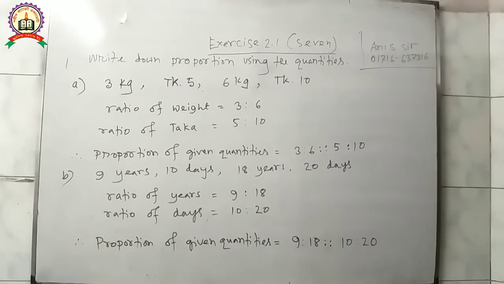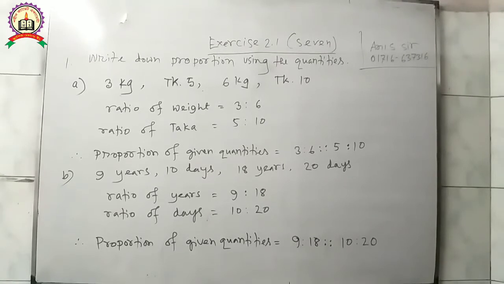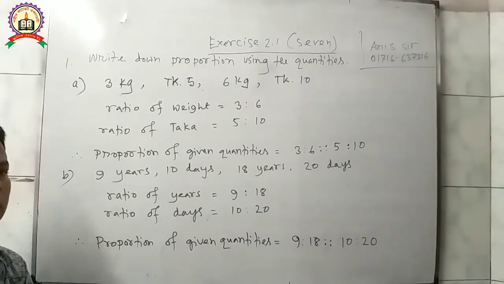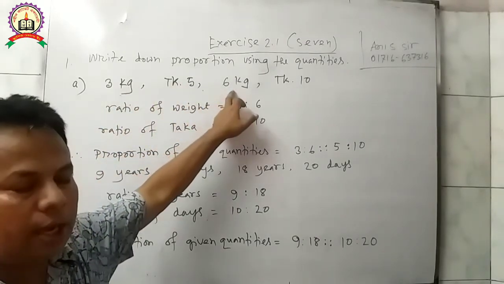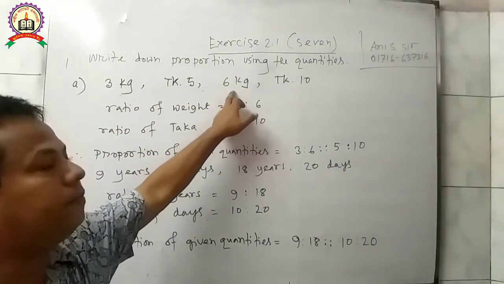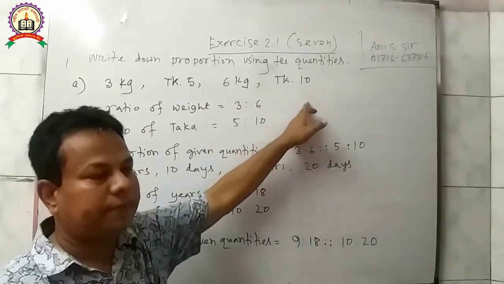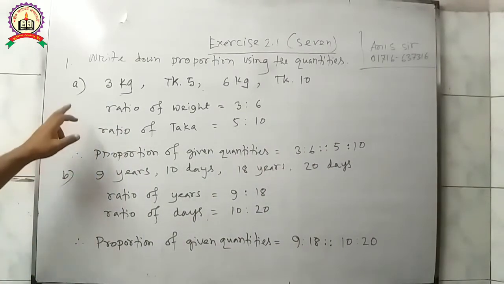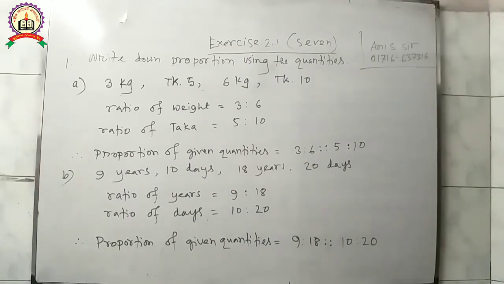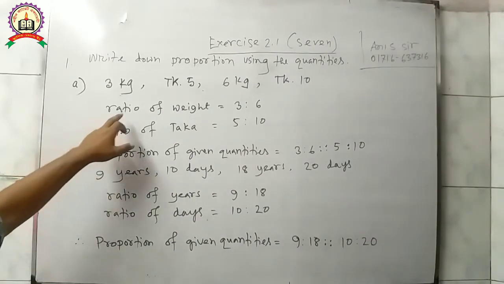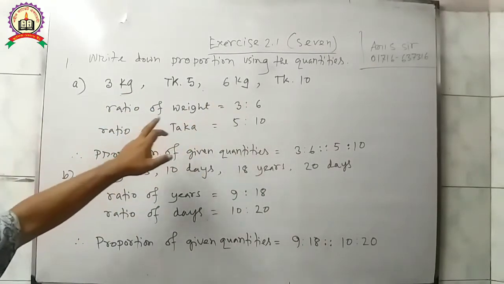But the first and second quantities must be of the same kind, and the third and fourth quantities must be of the same kind. Here 3 kg and 6 kg are of the same kind, and 5 taka and 10 taka are of the same kind. So we can form the first ratio and second ratio from this. The ratio at first is 3 kg to 6 kg.